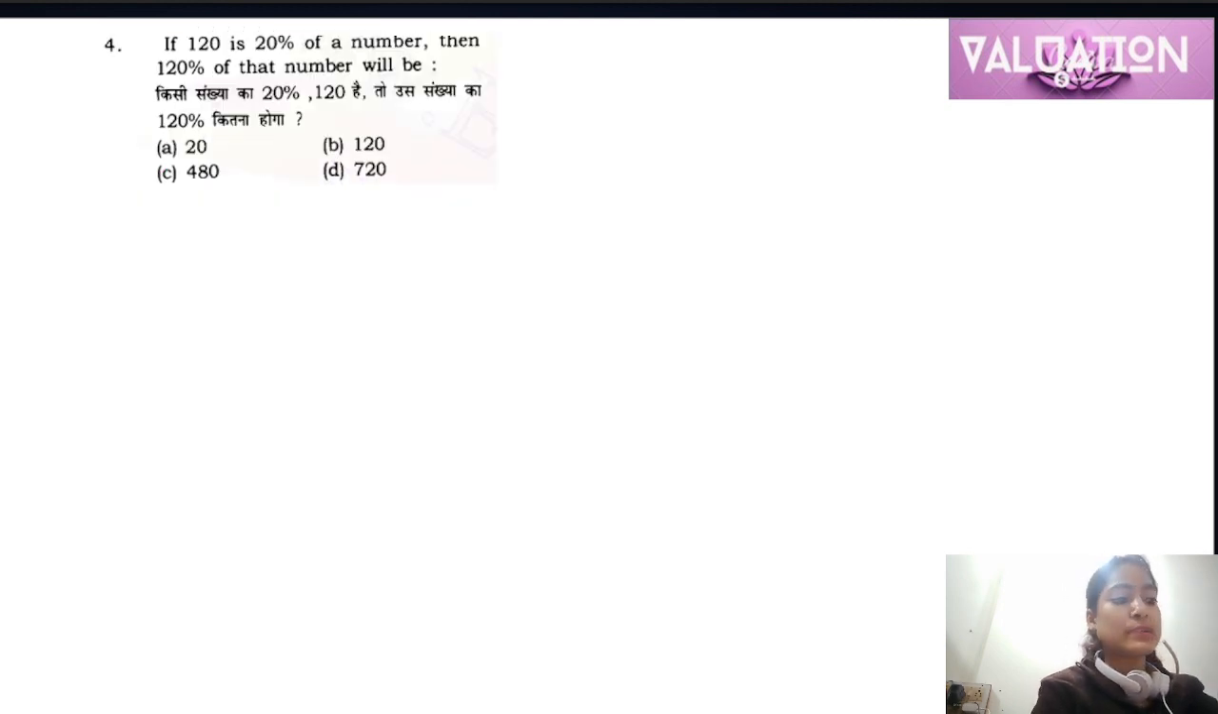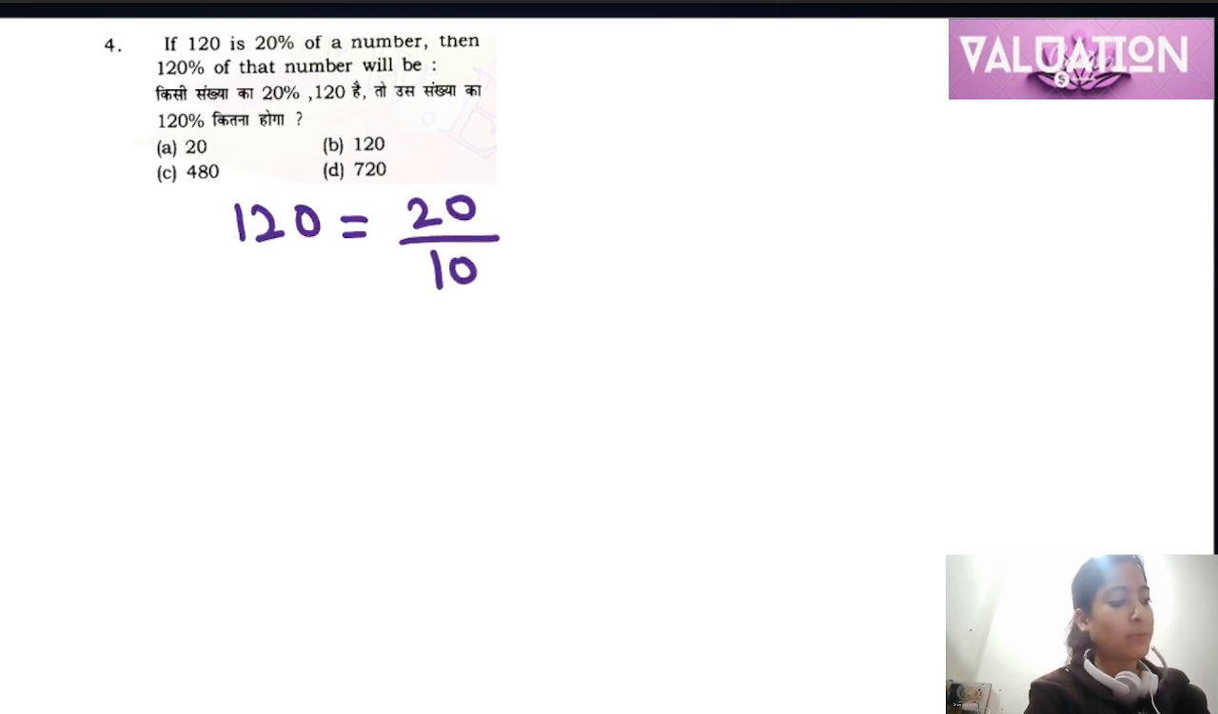Now in this question it says if 120 is 20% of a number. We don't know the number, so let us suppose x. So we have to find the value of x. This 0 will cancel out. Here 1 by 5, so we will get 5.